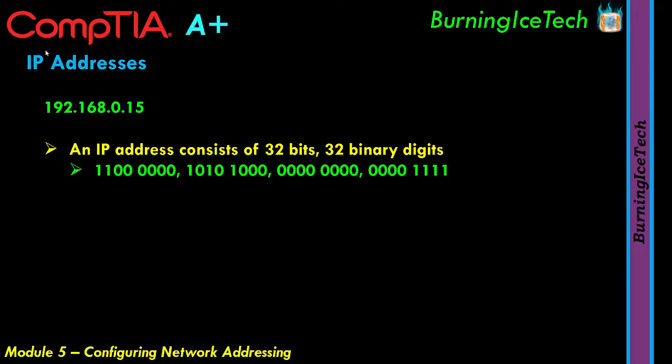Would you guys believe me if I told you that that binary number that I've written there in green, that ones and zeros, is in fact the same IP address? Yes, that's right, folks. So you can actually go and convert IPs, the decimal form of an IP address, to the binary form, which is what I've done there. And you can do it vice versa.